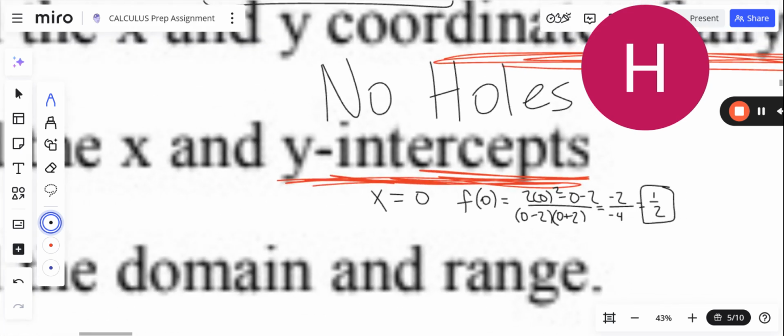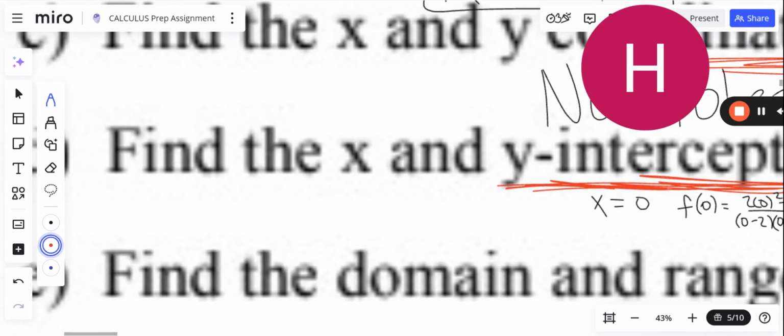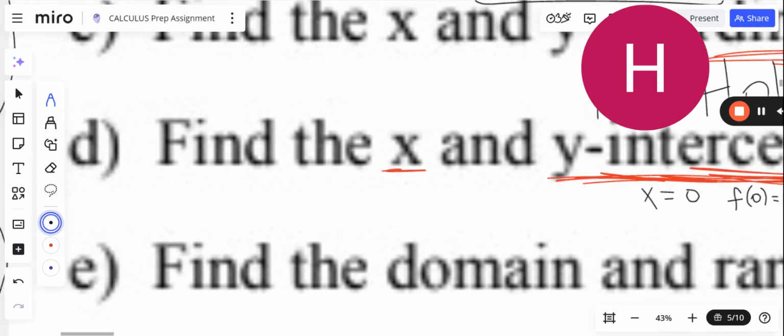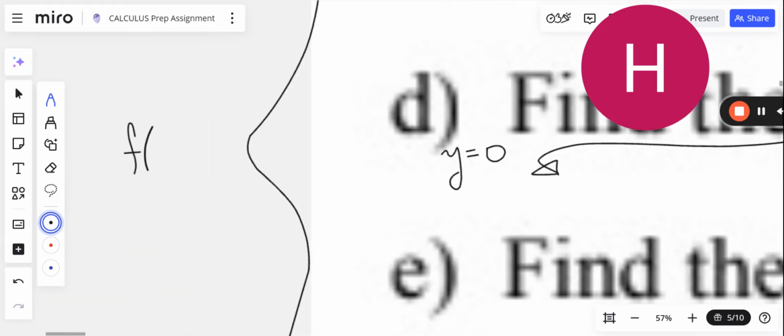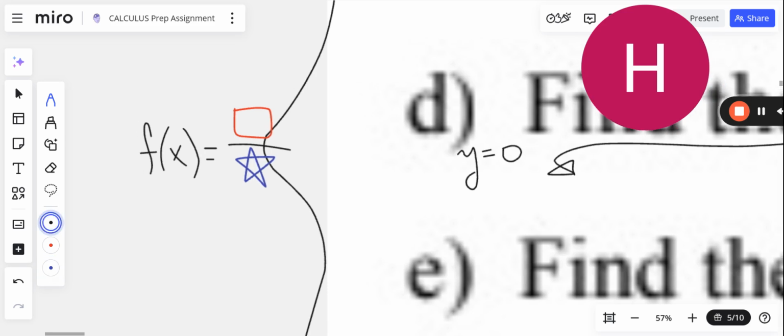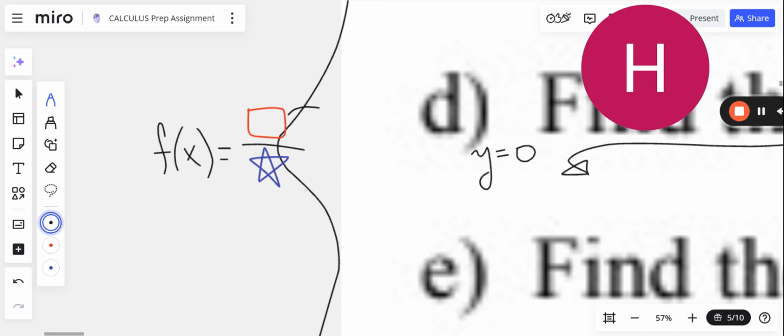Now, for the x-intercepts, because it doesn't factor nicely in the numerator, it's going to be a little bit tougher. We're going to want to use the quadratic equation. So remember that y equals 0. Why are we just looking at the numerator, by the way? Just a reminder, if we have a fraction f of x equals something with an x on top and then something with an x on bottom, this whole fraction is only going to equal 0 when the numerator equals 0.